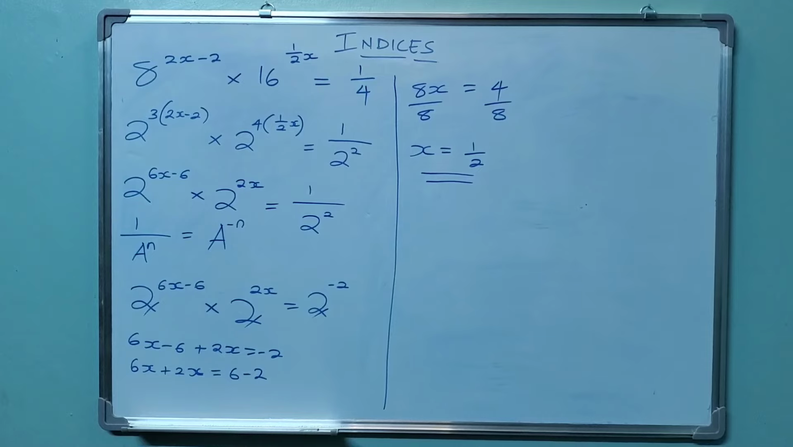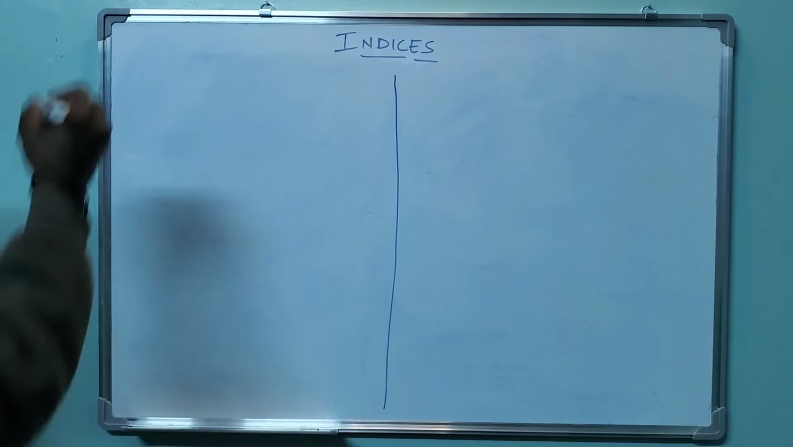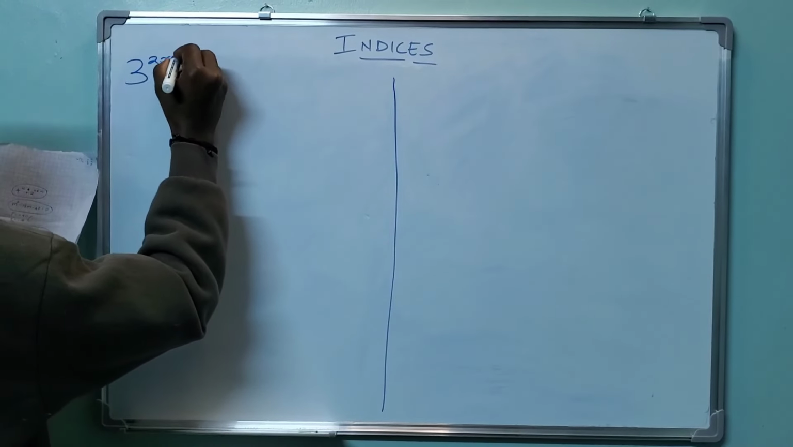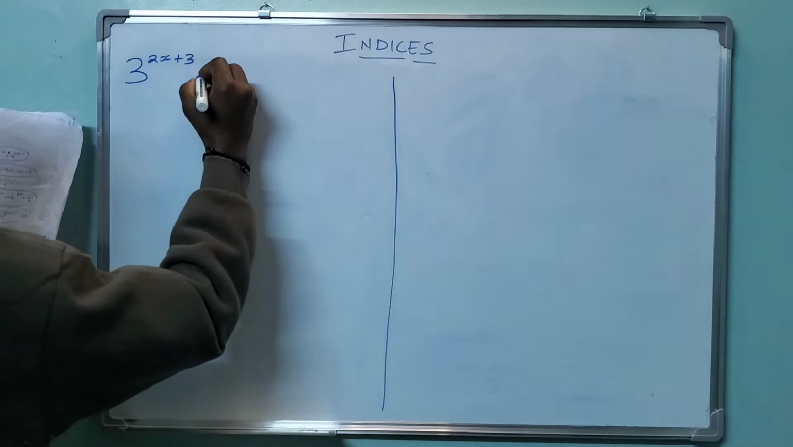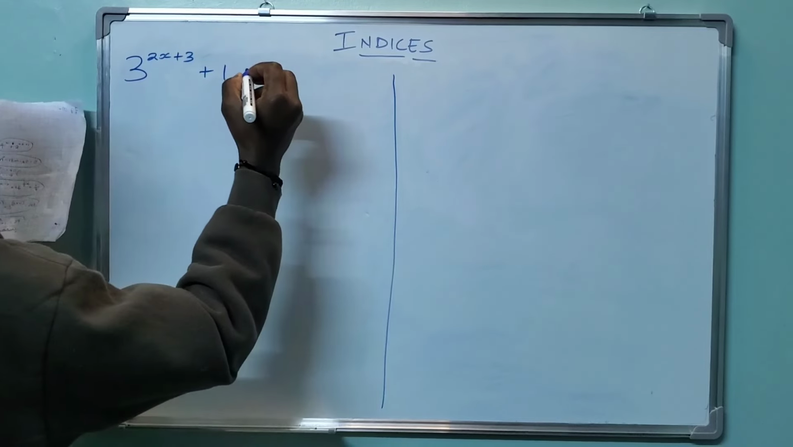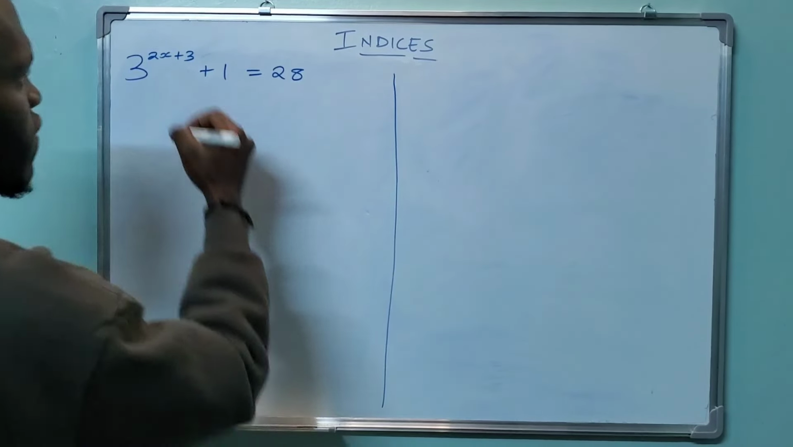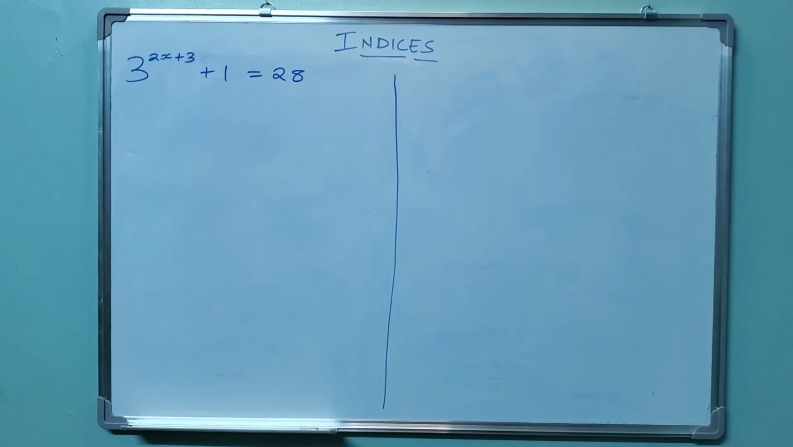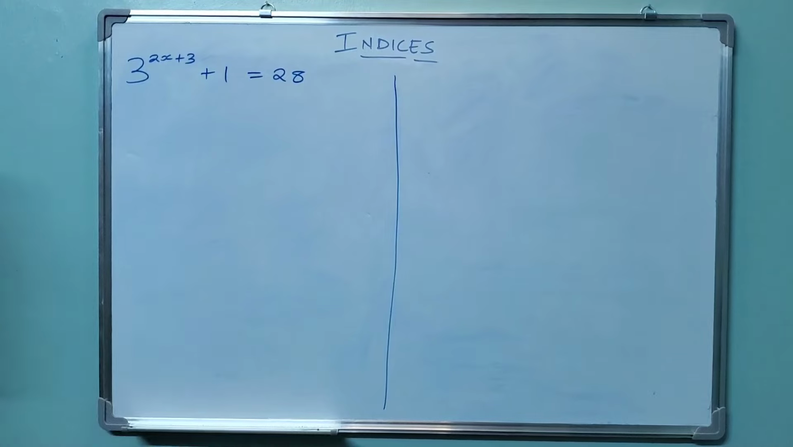Let us try another example also. So, this example here: 3 raised to power 2x plus 3, plus 1, equals 28. Now, such an example might seem problematic because you can see that 3 and 1, we cannot make them to the same base, and also it is separated with an addition, which we don't have any rule that entails addition in between two bases.